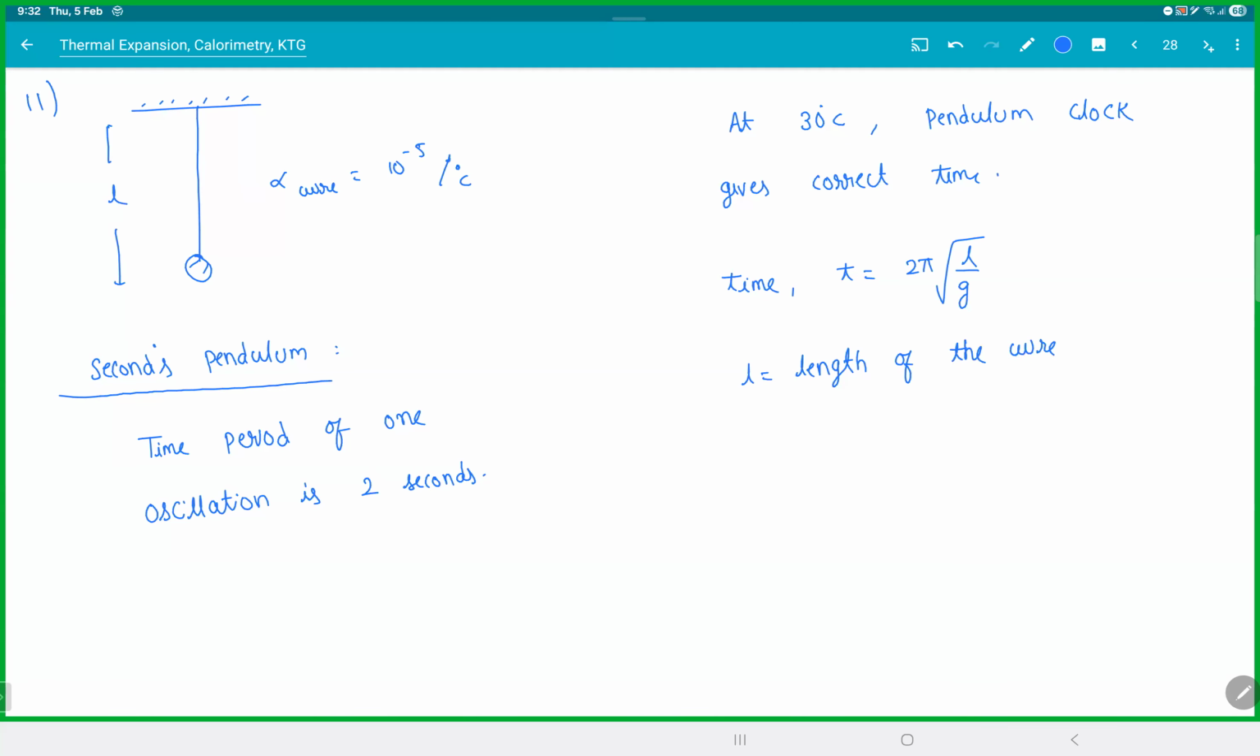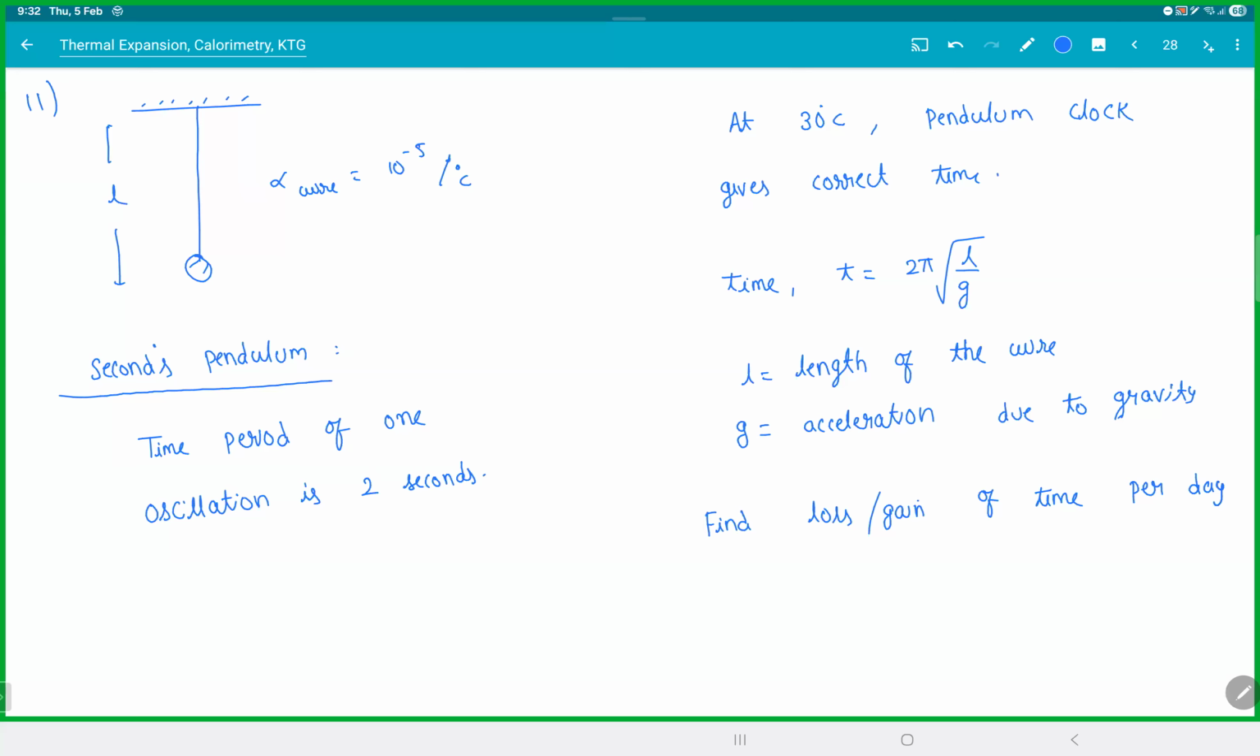So the time period depends on length of the wire. Now, if you increase the temperature, length of the wire will increase. So the time period will get messed up. If the time period gets messed up, clock will start showing wrong time. So find the loss or gain of time. How much time do you lose or gain per day when the temperature becomes 40 degrees?